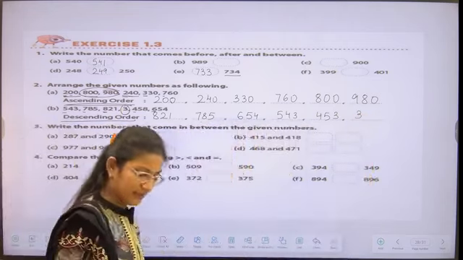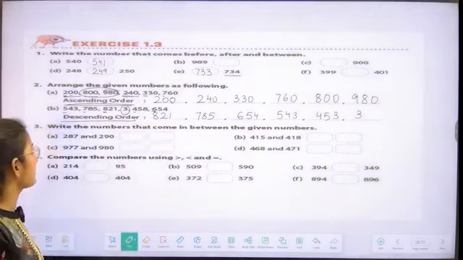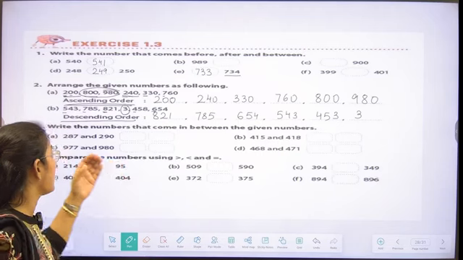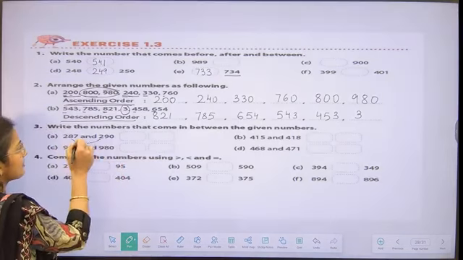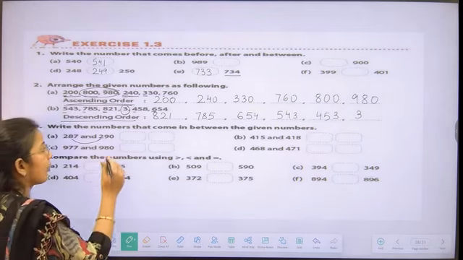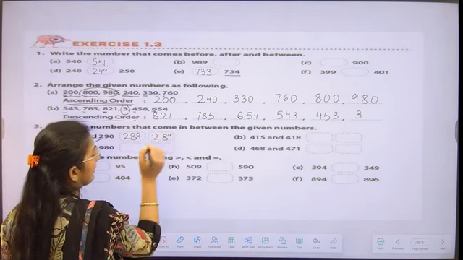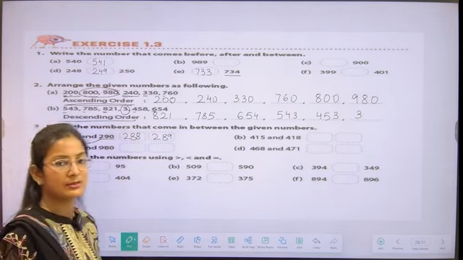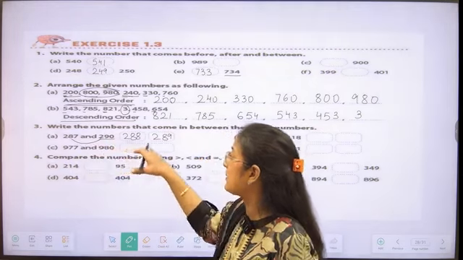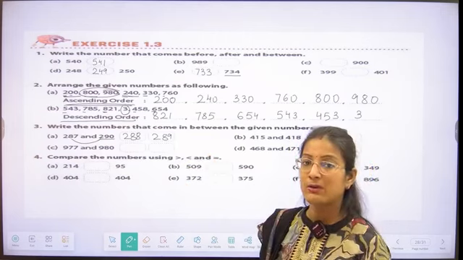So is everyone understanding how we form the descending order? Very good, student. Moving to the next one. What do we have to do? We have to write the numbers that come in between the given numbers. Now, what are the numbers which come between these two numbers? So 287 is written. After 287, what number comes? 288, and after 288, 289, and 290 is given to us. So we have to write the in-between numbers which come between these two numbers. Rest of the other three parts, you can do by yourself.